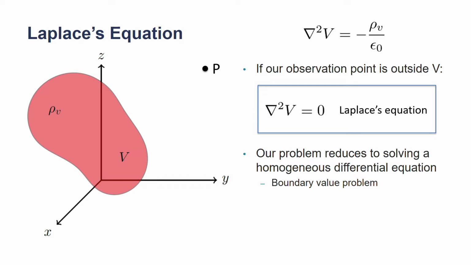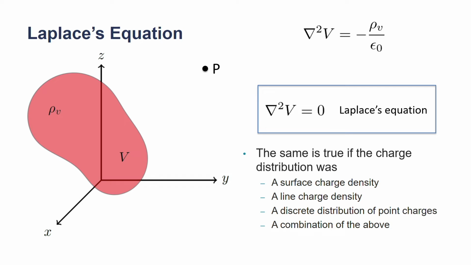a boundary value problem. It's important to also realize that we can apply the same concept to many other charge distributions, not just volumetric charge distributions. The same is true in turning Poisson's equation into Laplace's equation if we had a surface charge density or a line charge density, or even a discrete distribution of point charges, so long as our observation is not coincident with the charge density itself or the point charges in the case of a discrete distribution, we can turn the problem into solving Laplace's equation. And even with a combination of volumetric, surface, line, and discrete charge distributions, we can apply the same concept.